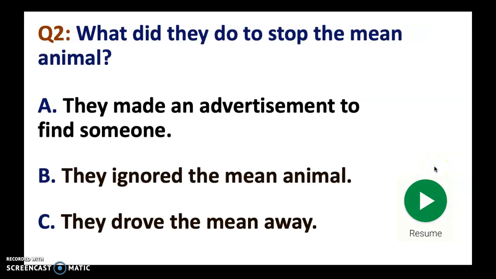Question 2. What did they do to stop the mean animal? They made an advertisement to find someone. They ignored the mean animal. They drove the mean animal away.